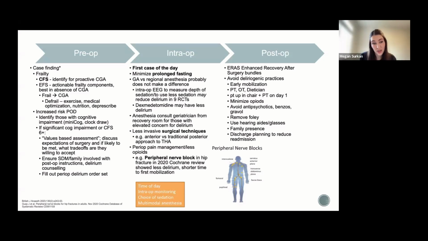The Edmonton Frail Scale could also be done, which would provide some of those actionable frailty components, and is probably the best measurement tool in the absence of being able to do CGA on everyone. If people are frail, we look at these so-called defrailing interventions like exercise, prehab, medical optimization, nutrition, deprescribing, early discharge planning and allied health support.